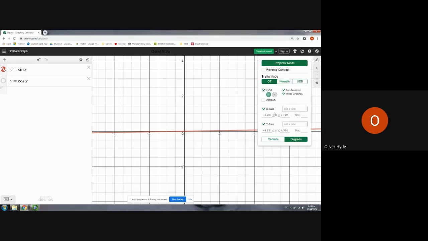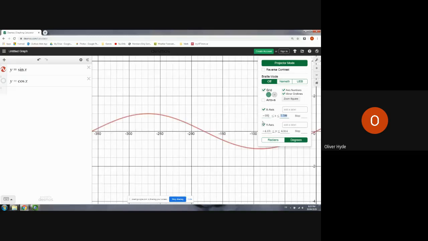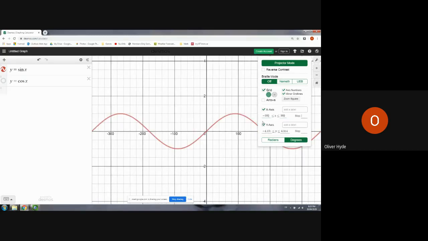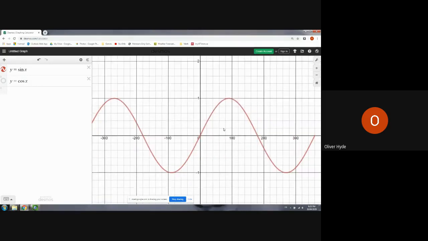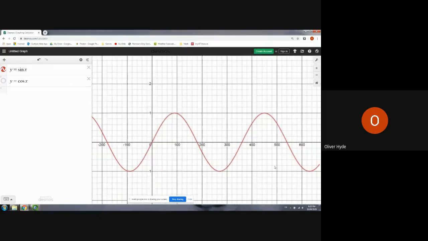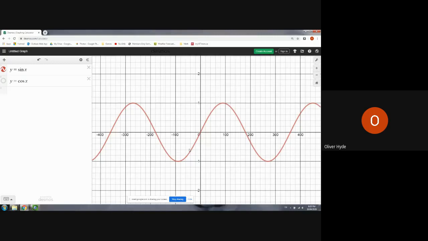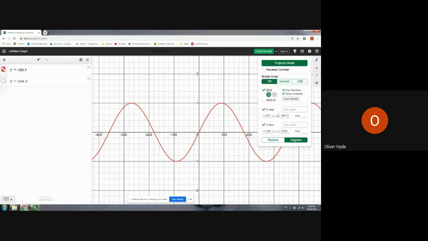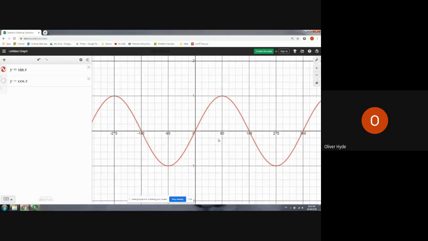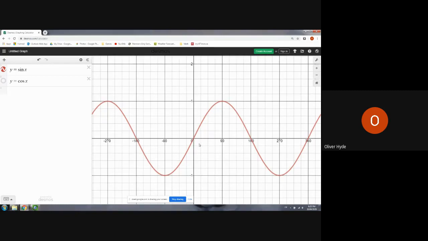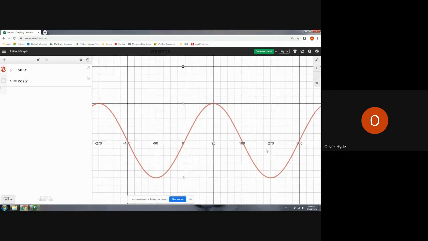So what I'm going to do is change my view on my x-axis to go, say, from about negative 360 degrees to 360 degrees. And I might just change my y-axis to be from negative 2 to 2. And there is a portion of our sine curve. I say portion because, of course, it does go on forever. We could make this look a little bit nicer by making your x-axis go up by steps of 90. And there are our key points that we'll be discussing today. 0, 0; 90 degrees, 1; 180 degrees, 0; 270 degrees, negative 1; and 360 degrees, 0.